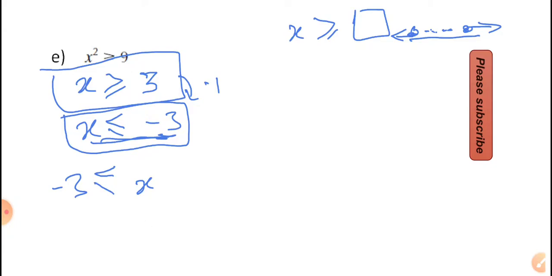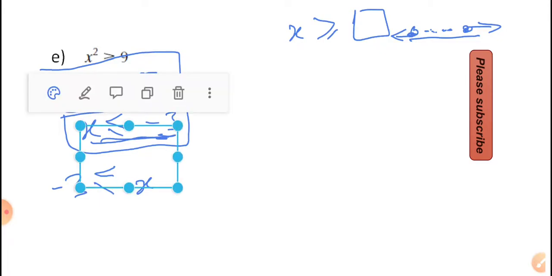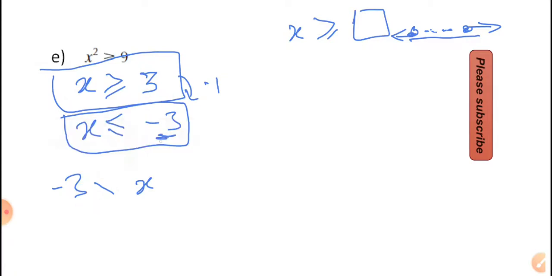Oops, I've done it wrong there. We should have put this sign the other way around. So if you look at the x on this one, the pointy bit is to x. So it should have been like this. So x has to be less than or equal to minus 3 for this to work. Moving on, this is one of our answers and this is the other part of our answer.